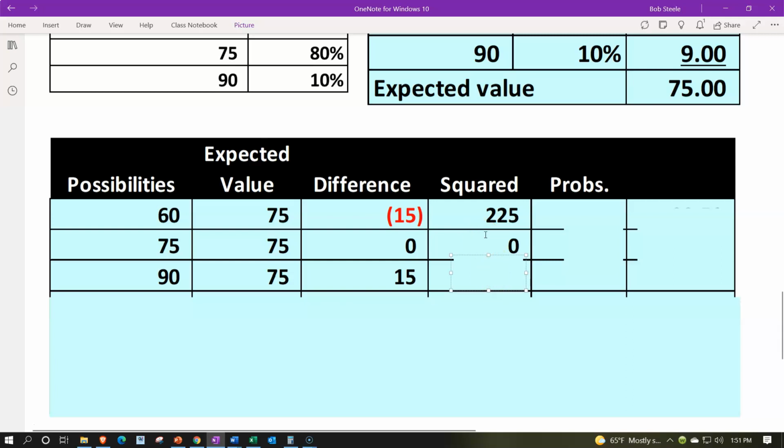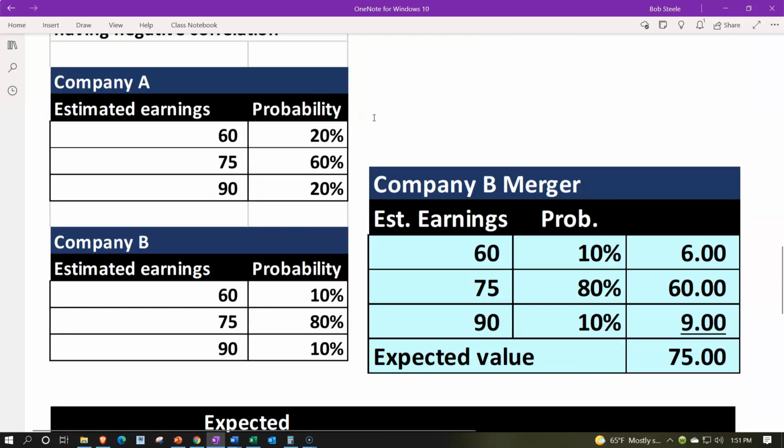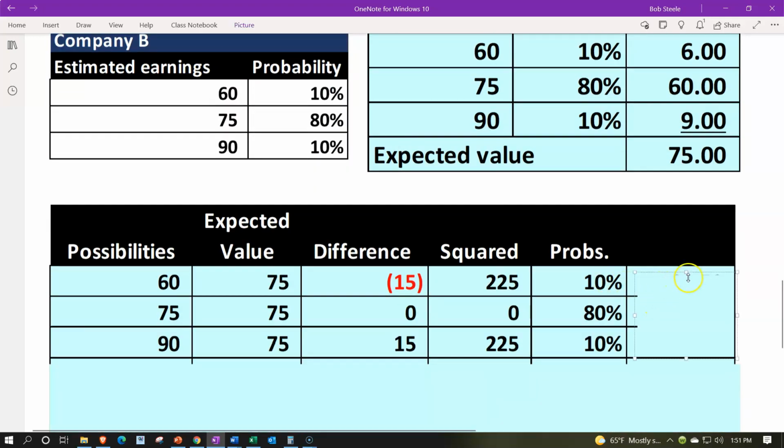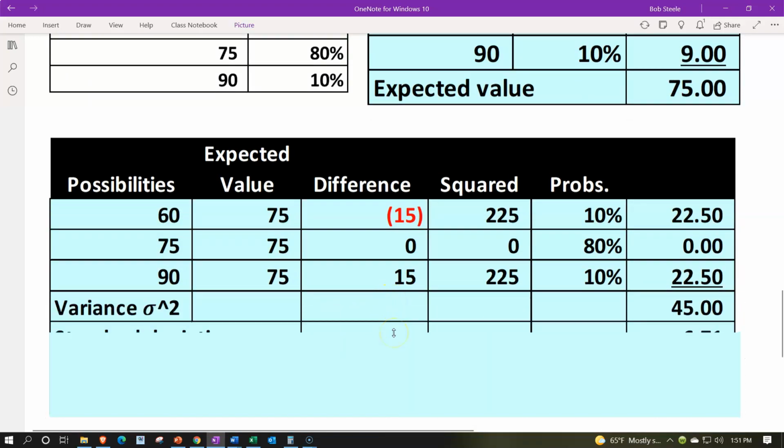15 squared gives us 225. 0 squared gives us 0. 15 squared gives us 225. And then we'll pick up our probabilities, that being this time the 10-80-10 versus the 20-60-20. So with 10-80-10 on the probabilities, we get 225 times 10%, 22.5. The 0 times 80% is 0, and then the 225 times the 10%, once again 22.5. The 22.5 and the 22.5 give us the 45 for the variance.